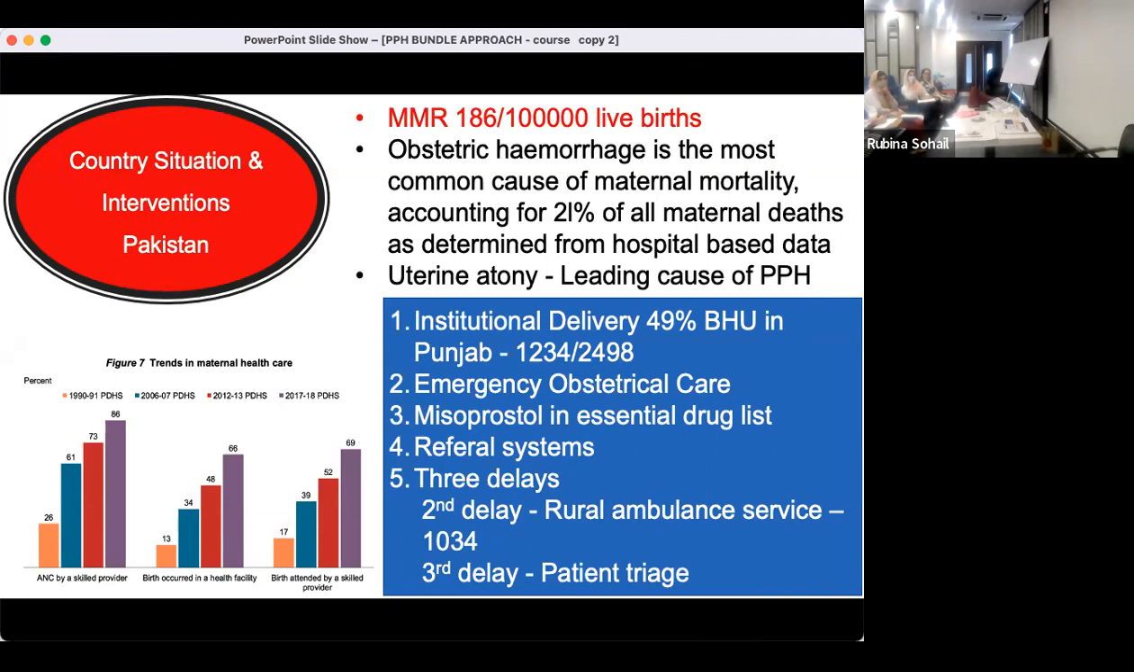So the thing that the government has done is that the government has actually been instrumental in creating institutions. Around 50% of BHUs in Punjab are providing 24/7 services. The government has tried to give trainings for emergency critical care. The government has been talking about making sure that misoprostol is available in all centers of Punjab, wherever delivery is taking place. They are working on the referral system so that if the patient has a problem, she should be referred immediately. And the government is also working on the three delays.